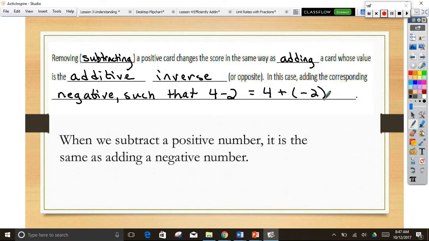That's a lot of words to say something that's actually pretty simple, which I wrote down below. So if you want to copy it this way, if you really have to hurt your brain to read and understand what the other one is saying, this is a little easier. When we subtract a positive number, it's the same as adding a negative number. So copy that down.